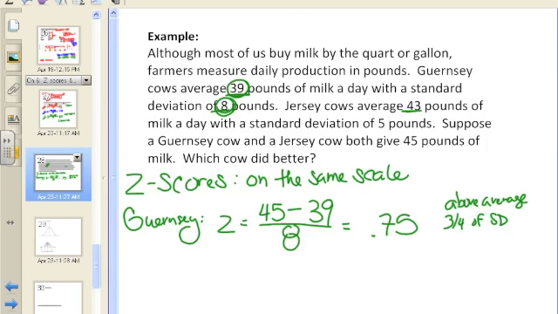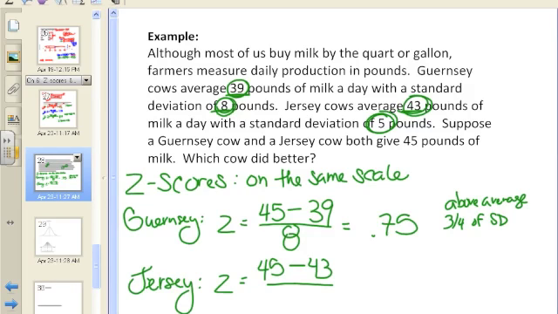All right, let's check out our Jersey cow. See how she did. For my z-score, again, I'm going to take my x, that's the number I'm interested in, 45 pounds of milk. I'm going to subtract the mean, x bar, that's 43. I'm going to divide by the standard deviation, that's 5. And for this one, when I type it in my calculator, I get 0.4. So notice my Jersey cow is also above average. Well, how much above average? Not quite half a standard deviation above average.